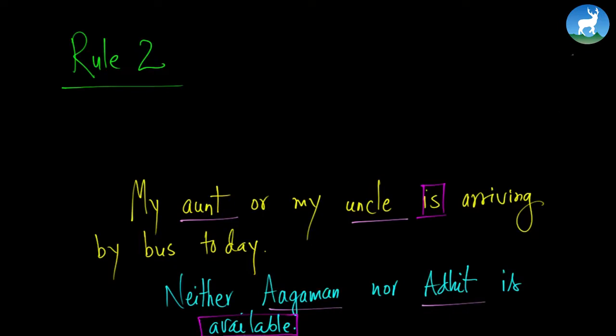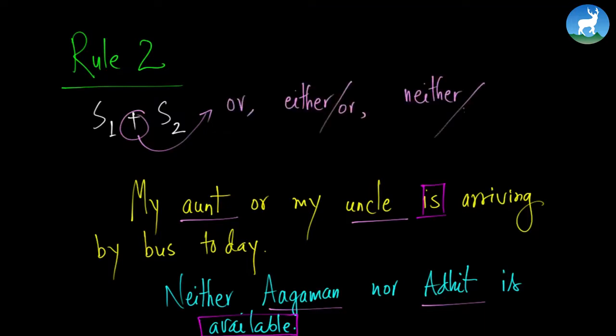So what is the rule? Now we can derive the rule. What is the rule? The rule is two singular subjects, that is subject 1 followed by subject 2. There is some kind of connector in between. So what connector? Connected by what? Connected by or, either or, neither nor. They require a singular subject, right? So we are talking about singular subjects, not plural subjects.